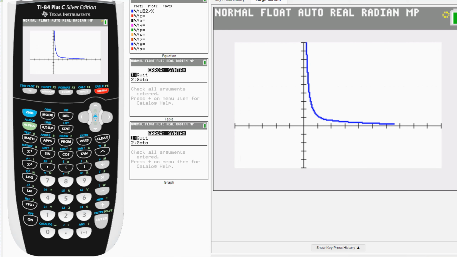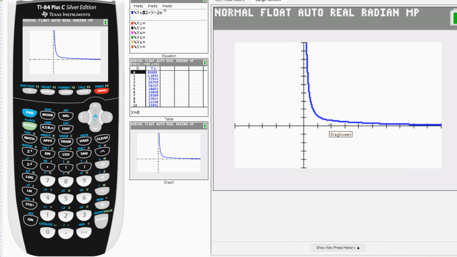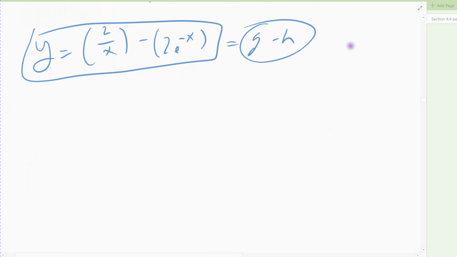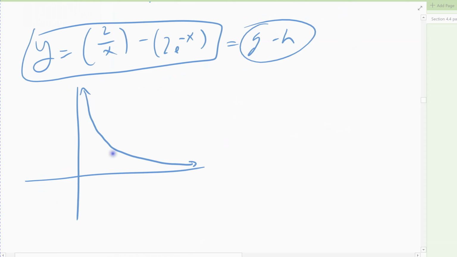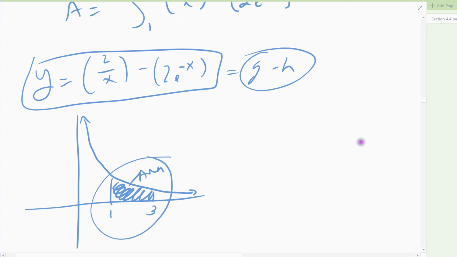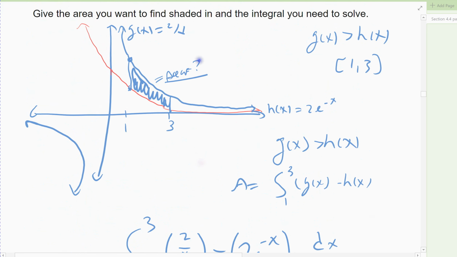Right, so there's just one function graphed here, and so that's the new function. That blue line is the function 2 divided by x minus 2e to the negative x, and I'm looking for the area between 1 and 3. And so when it's regraphed, it's just this piece, and that's the only piece that exists. And then I'm looking for the area from 1 to 3. So when we shade that in, that's the area. This area, even though it's a different shape, and it is a different shape, is exactly the same size as this area.